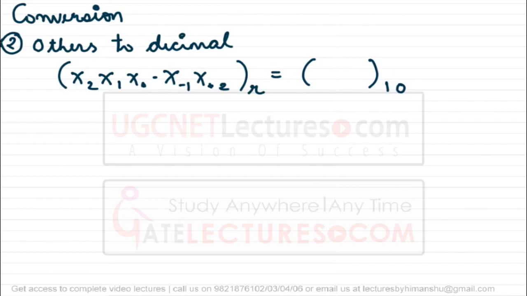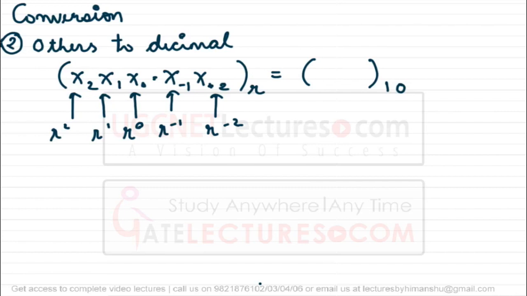So see, we apply the concept of weights here. What is going to be the weight of this LSB? This is the LSB of the integral part, right? So the weight of this is R to the power of 0. The weight of this bit is R power 1. This has weight R power 2. Similarly, for the fractional part, the weights are R power minus 1 and R power minus 2.